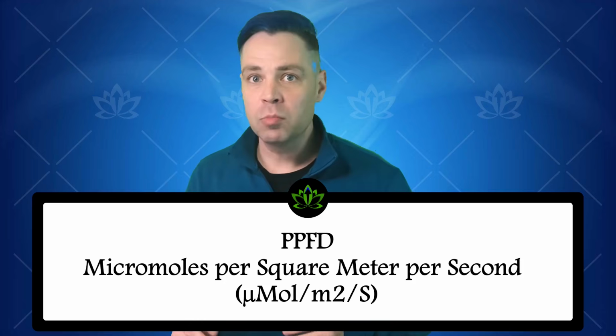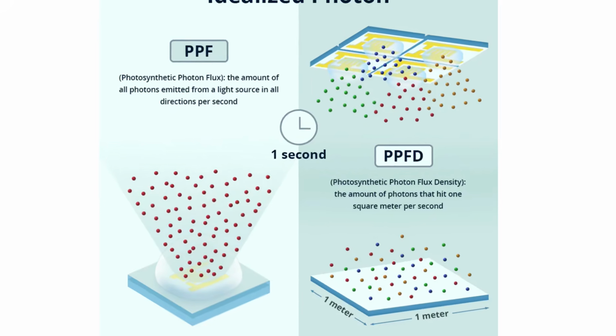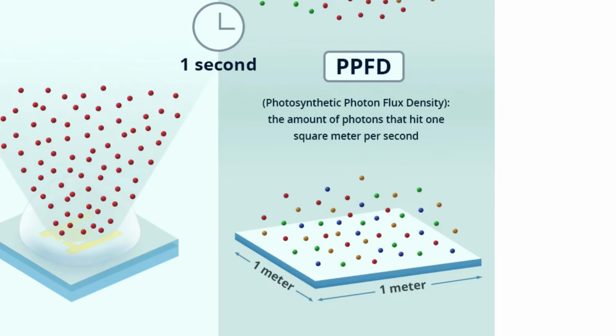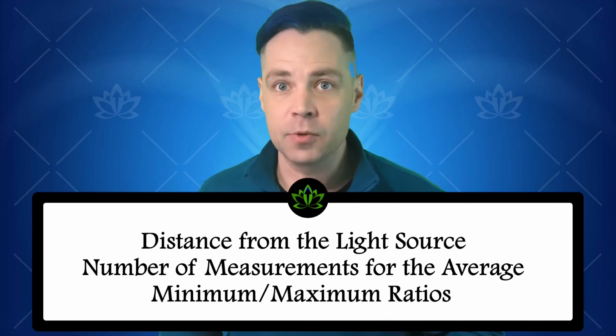PPFD is measured in micromoles per square meter per second, which establishes exactly how much PAR photons are landing on a specific area. So PPFD is all about how many of those essential photosynthetic photons are actually impacting the growth area and how well those lights are working when it comes to their output. For the grower, it's important to make sure that the PPFD data that you get from your grow light manufacturer is accurate and covers the entire area of the light. It's relatively easy to massage this information, so consider factors such as distance from the light source, a number of measurements that account for the average, and the minimum-maximum ratio before you buy.